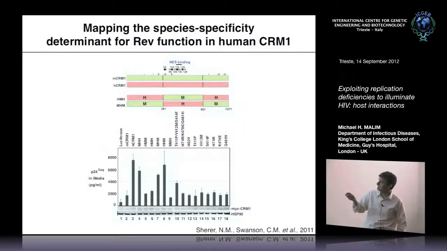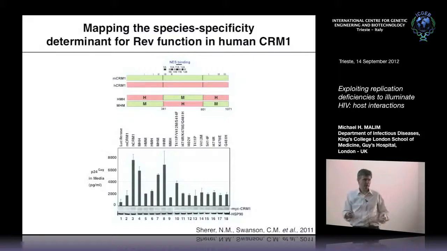So here is a linear drawing of CRIM1, and where all the amino acid differences are are these little hatch marks here. You can see a lot of them map to these HEAT repeats here, the helix 9A and helix 10A. So we did what molecular biologists always do, and that's make a load of chimeric proteins to try and map where the functional differences were.